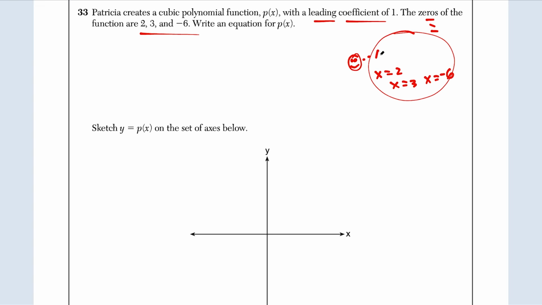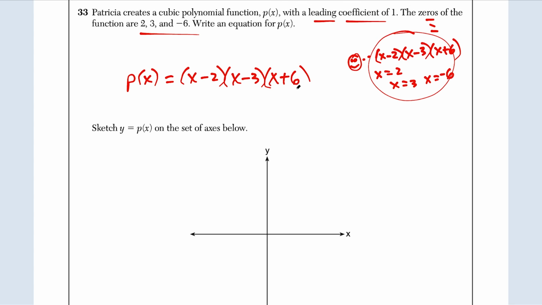My factor from x equals 2 would be x minus 2. My factor from x equals 3 would be x minus 3. And my factor from x equals negative 6 would be x plus 6. So I'm just taking the opposite here, and this is going to help us build an equation for p of x. So I have p of x equals x minus 2 times x minus 3 times x plus 6.